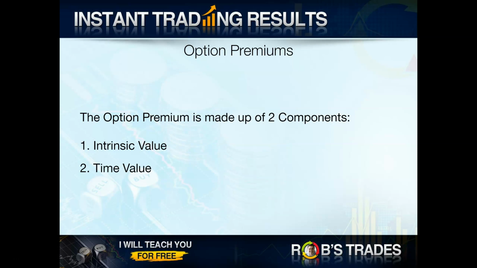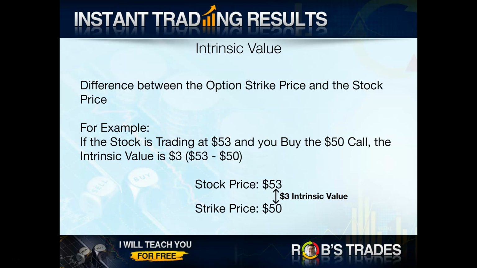Okay, intrinsic value and time value. Now intrinsic value, that's the difference between the option strike price and the stock price. For example, if the stock is trading at $53 and you buy the $50 call, the intrinsic value is $3. See, 53 for the stock, 50 for the call is $3 of intrinsic value. Another way of thinking of that is real value. So if you've got the rights to buy something at $50 and yet it's 53 in the marketplace, there's $3 of real value, $3 of intrinsic value.